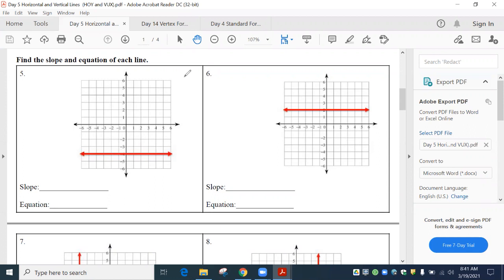Okay, so if this is connected to HOY, then the slope, the O in HOY means 0. So the slope would be 0. And then the equation, so in HOY, it ends with a Y. The equation has to have a Y equals, it is not allowed to have any X's at all. And then where does it cross the Y axis at? -4, I think. -4. And so it's just Y equals -4, and that's it.